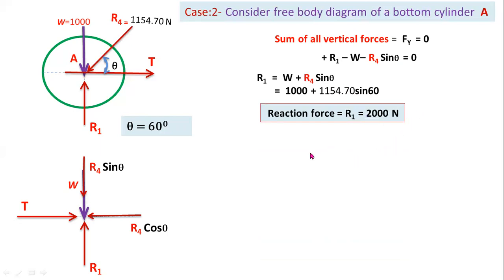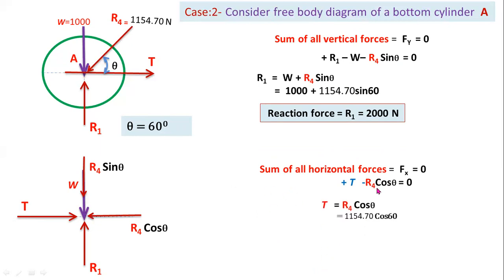Now resolve all the forces along the horizontal axis. There are 2 forces. For right side force, you have to consider positive sign. For left side direction, you have to consider negative sign. So plus T minus R4 cos theta equal 0. So T equal to R4 cos theta equal to 577.35 newtons. This is the tension in the string AB. From this case 2, we got 2 values, R1 and tension T.